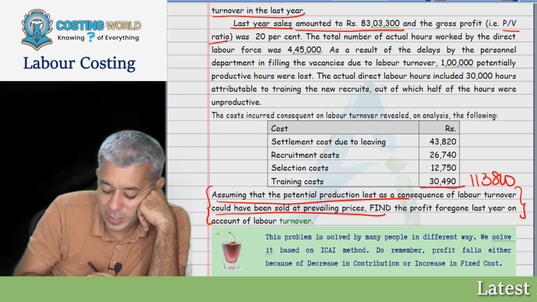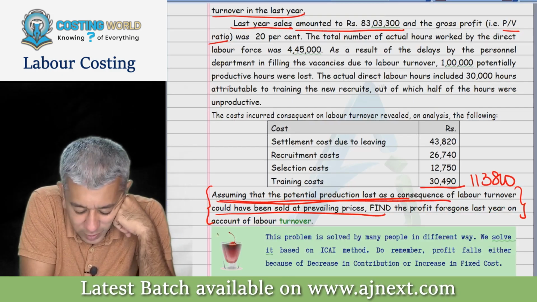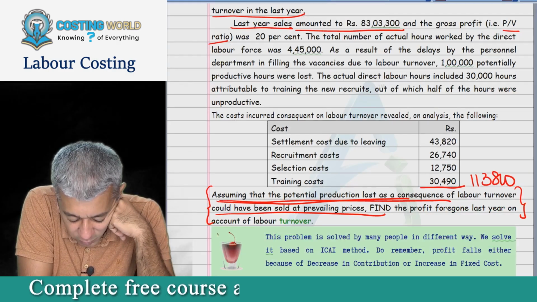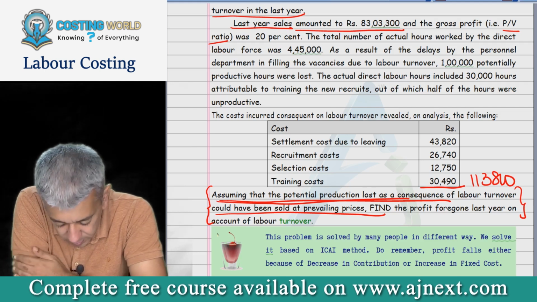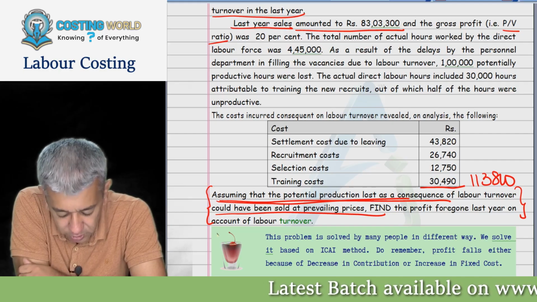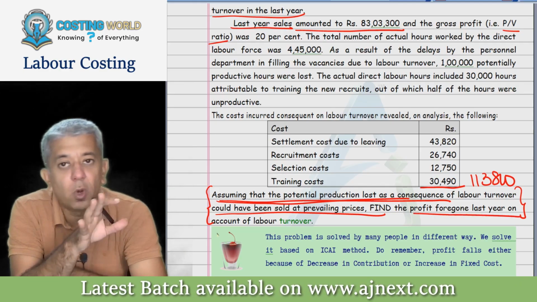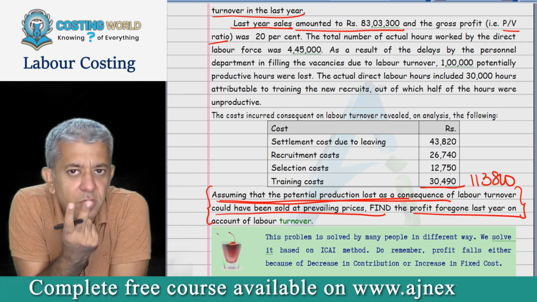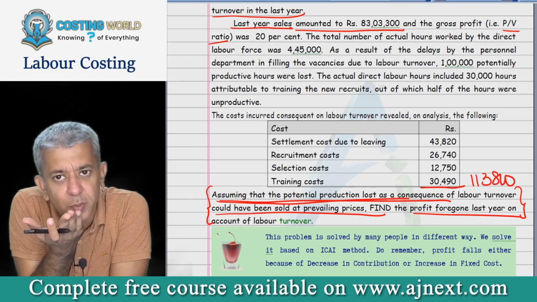Okay, I'm reading this last paragraph once more. Assuming that the potential production lost as a consequence of labor turnover could have been sold at prevailing prices, find the profit foregone last year on account of labor turnover. So, listen. They want you to find out profit foregone on account of labor turnover. Profit will fall because of two things. Which two things? Either contribution will fall or fixed cost will rise.